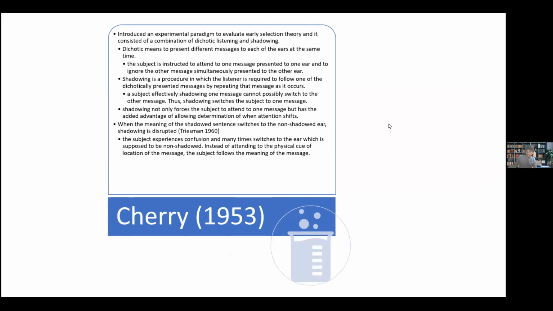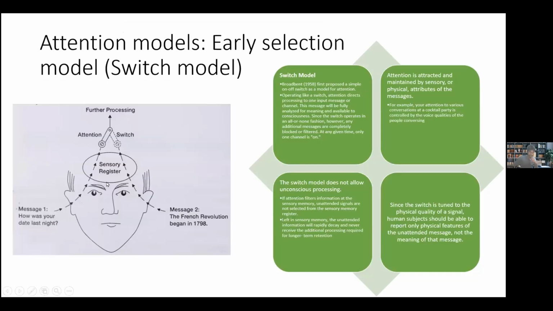This actually does not answer certain things. After the switch model was given, a lot of people started researching on it. Cherry, in 1953, started researching this particular switch model and the early selection theory. There was a particular experimental paradigm, a combination of dichotic listening and shadowing. The dichotic listening task looks like this, where a person is given one piece of information in one ear and other information in the other ear. So you have two different inputs in two different ears. This is called a dichotic listening task.